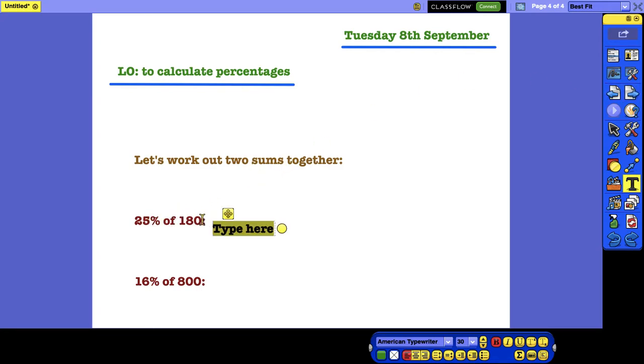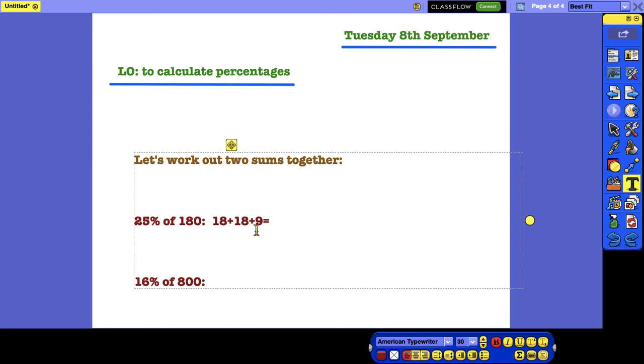25% of 180. What's 10% of that? 18. So if that's 10%, we need 25%. So how many 10% do we need? 10% plus 10% plus 5%. Remember what we just did? Half of 10% is 5%. So half of 18 is 9.